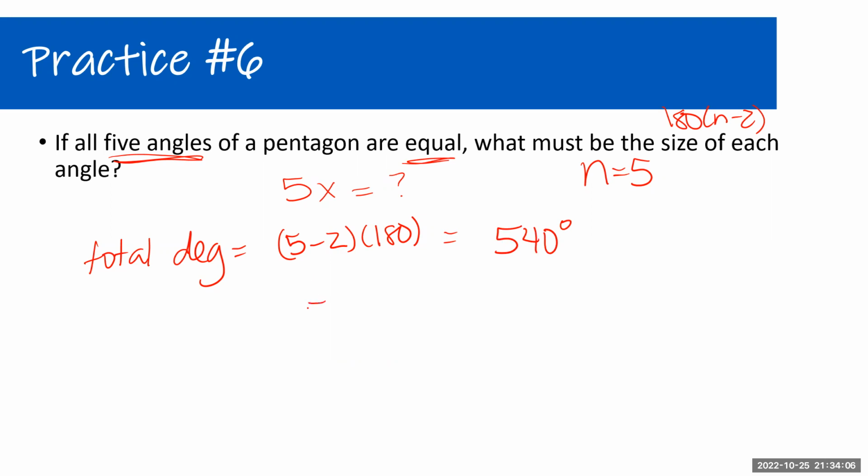So that means that 5 times the angle has to give us 540. If we do this here, we're going to get that x has to be 108. So each of the 5 angles has to be 108 degrees. And you can check yourself. x plus x plus x plus x plus x, 5 times, is going to give us that 540. That's the total angles.